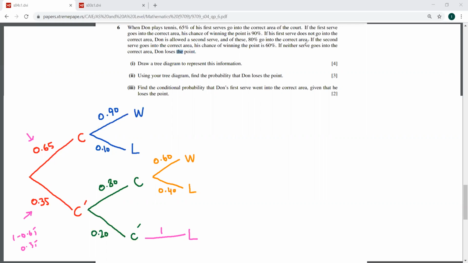Now in the second part, it says find the probability that Don loses the point. Now, what are the cases where he's losing? It is going to be C then lose, or C dash C then lose, or C dash C dash and then lose.